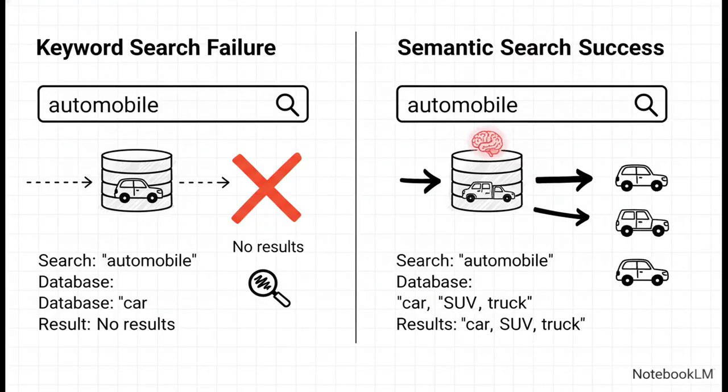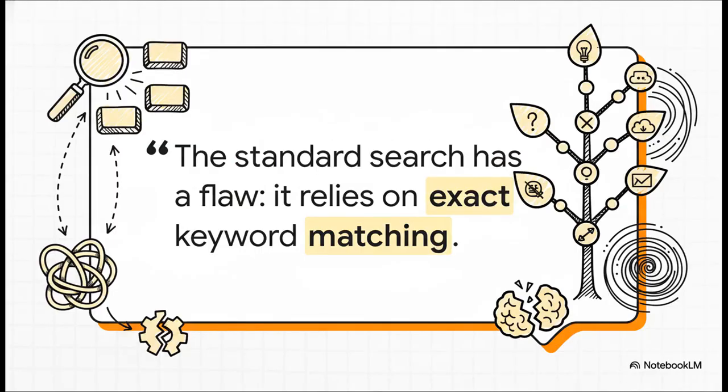And this slide just lays it out perfectly. You search for automobile, but let's say the database only has the word car stored in it. Now, to you and me, that's the same thing, obviously. But to a keyword search, they might as well be from different planets. It has zero concept of the meaning behind the words. So what does it give you back? Zilch. Nothing.